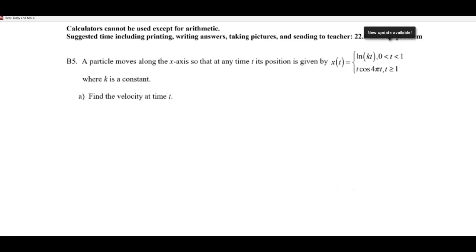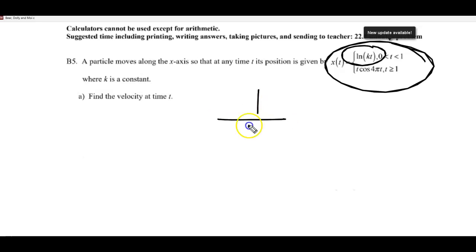So we want to find the velocity, which is, as you know, the derivative of this thing up here. So let's go ahead and do that. It's a chain rule. The derivative of ln is always 1 over whatever the inside is. But we also have to multiply it by the derivative of the inside.